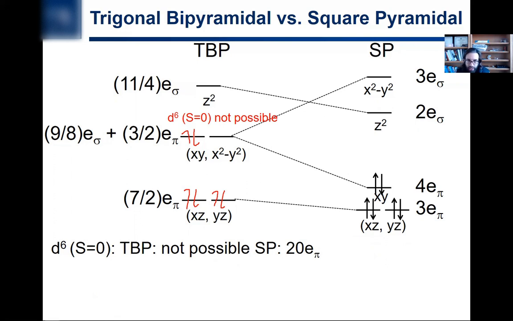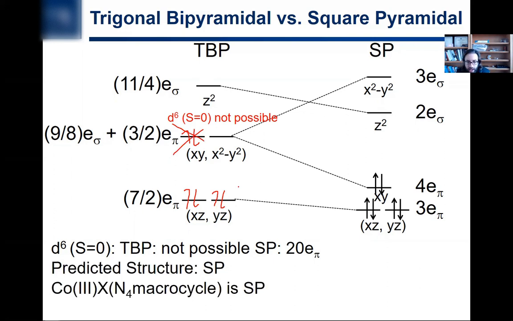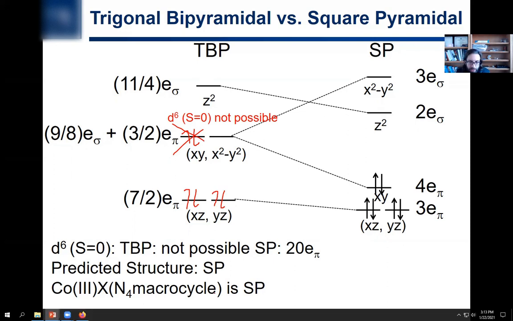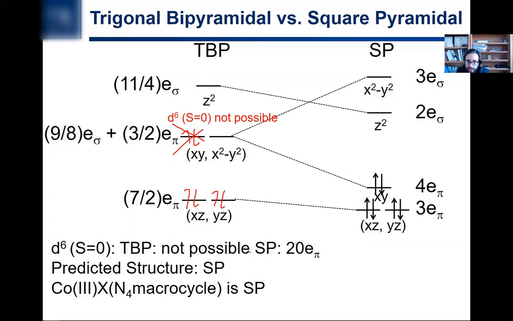So we have to put these in separate orbitals. And when we do that, we're no longer a singlet, we're a triplet. So that can't happen. That's an excited state. So this one, of course, is going to be SP. And indeed, there are certain singlet d6 complexes that use some sort of macrocycle, and those are stable square pyramidal complexes.